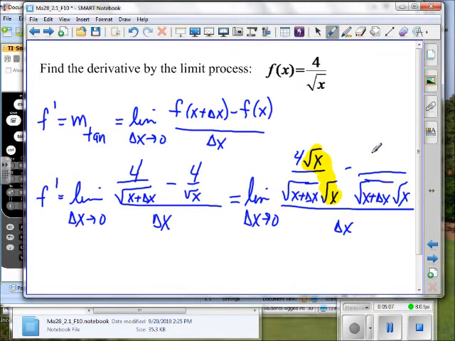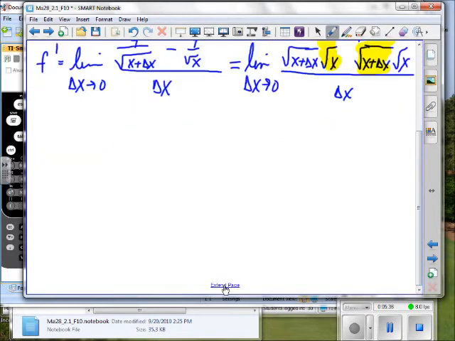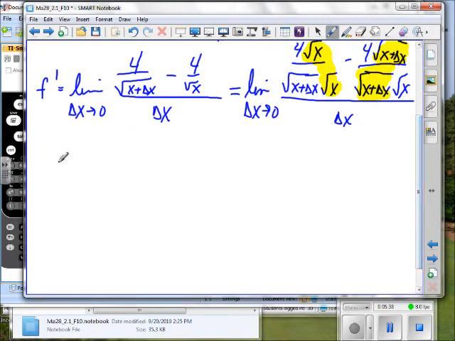But now I have to multiply the numerator of this one with the factor down here. So this is going to be 4 square root of x plus delta x. And so my common denominator, what I multiplied with was a fraction that looks like that. Okay, that's equal to 1, so I didn't change the value at all. Okay. Now, what can we do with that?